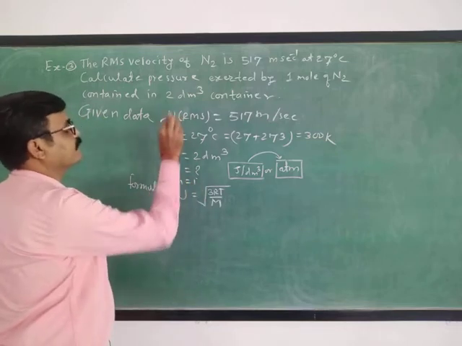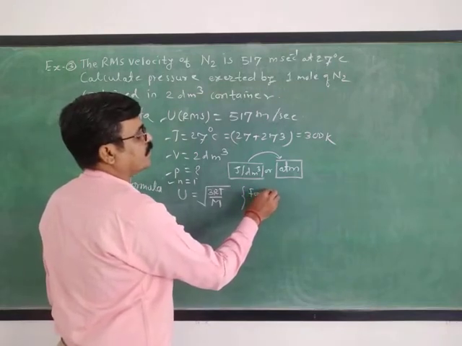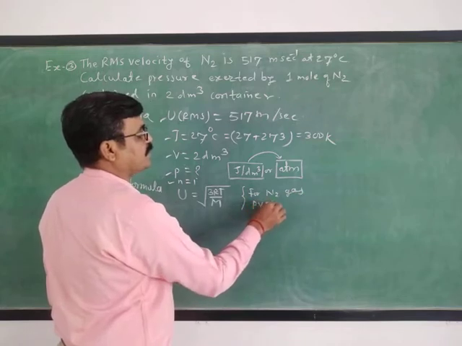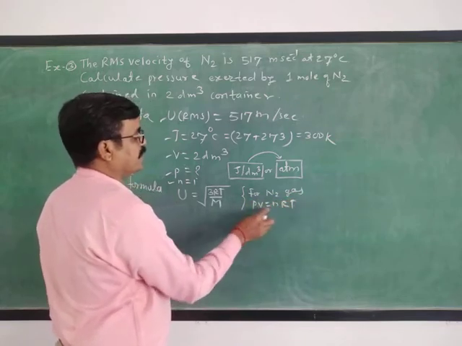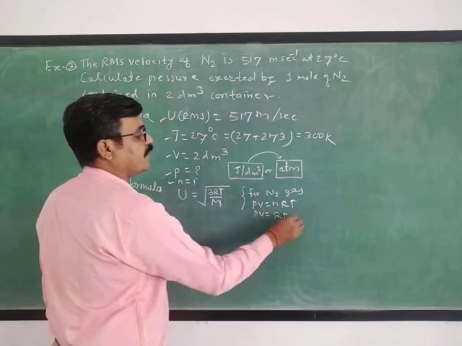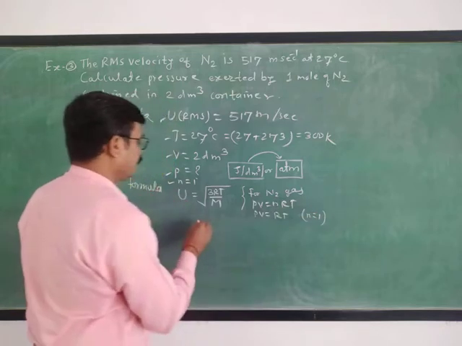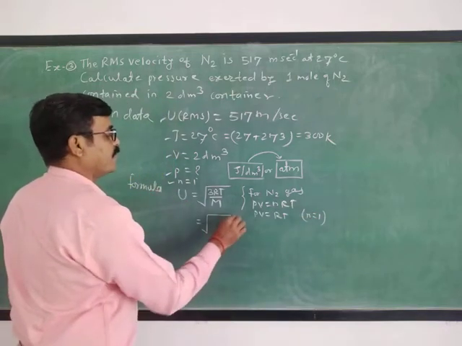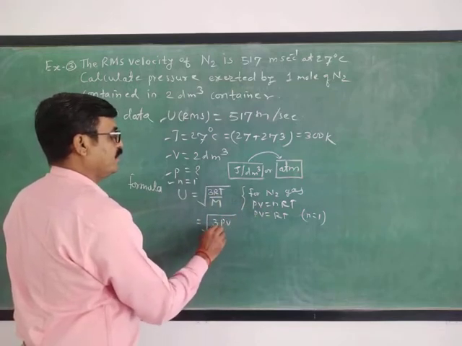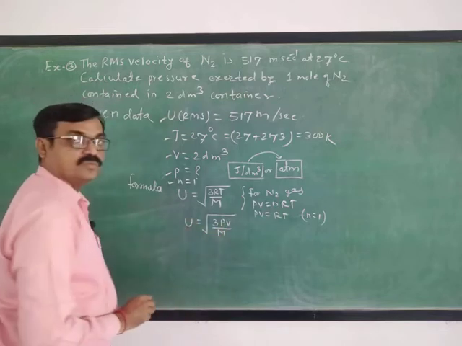All these are the given things. For ideal gas, what is the ideal gas equation? PV equals nRT, but n equals 1, that's why PV equals RT. Hence put here, 3 into RT is nothing but 3PV upon M, that is equal to u.